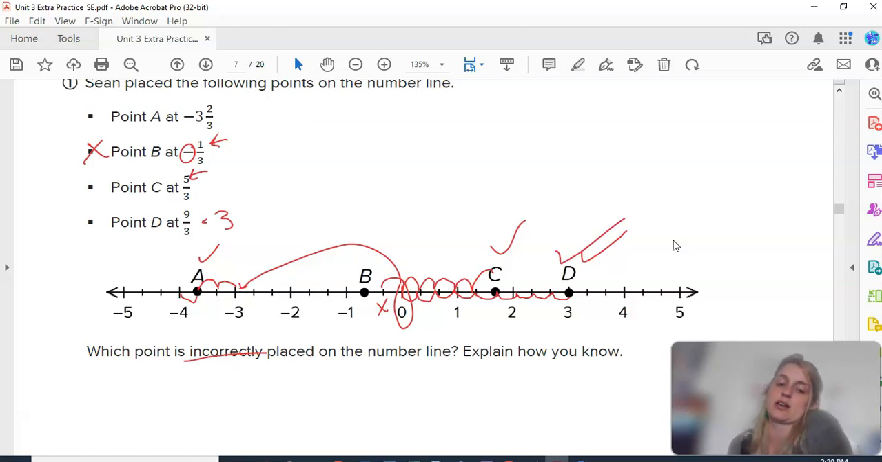So you're going to give me a sentence explaining how you know that B is in the wrong spot and what they maybe accidentally did, like we discussed in class today.